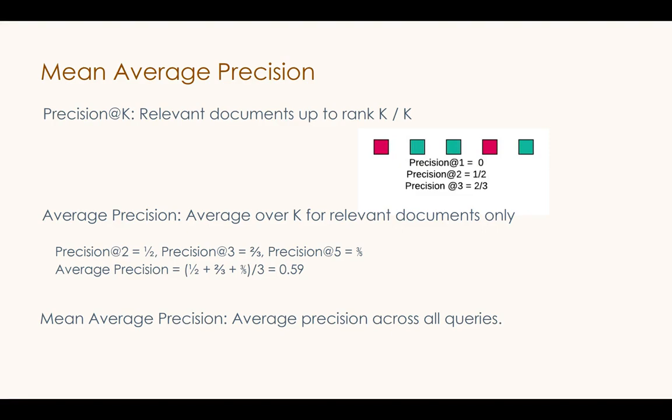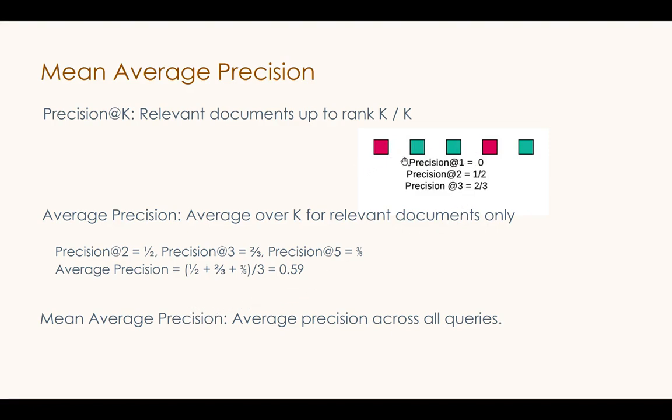So you look at the position at k, and you count how many relevant documents you have. And you take the sum and divide by the total number of documents at that position, until that position. Then that's your precision. So this is an example.